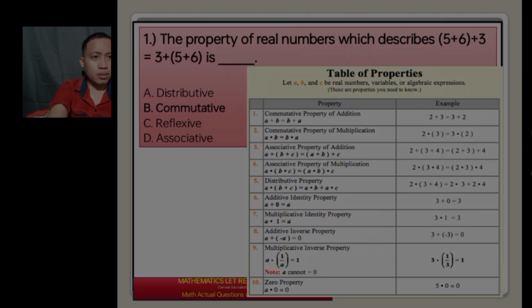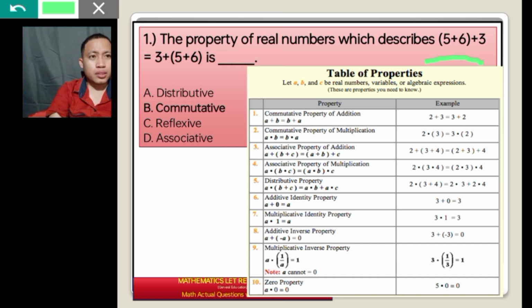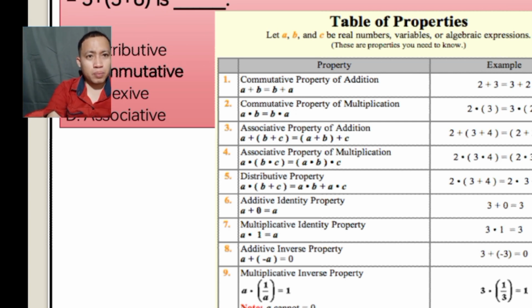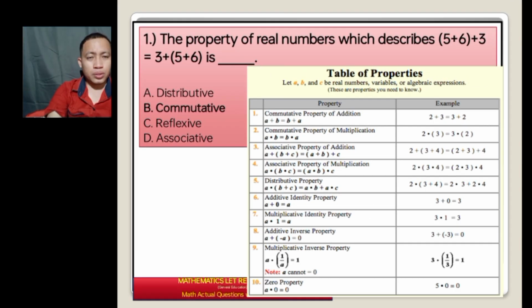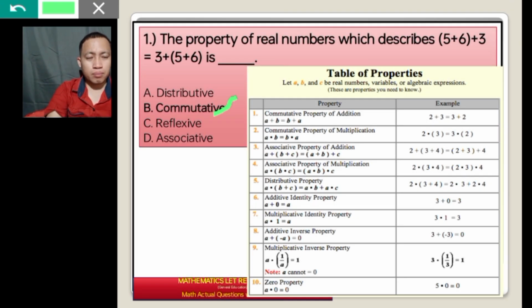As you can see on our screen, nagka-interchange lang ang terms. Just like 5 plus 6 plus 3, then equal lang yan sa 3 plus the quantity of 5 plus 6. Therefore, that is known as commutative. Because as we all know, that commutative property can be interchanged just like A plus B, equal lang yan sa B plus A. Or 2 plus 3, equal lang yan sa 3 plus 2. Understood? Okay, therefore, our final answer is letter B, commutative property.